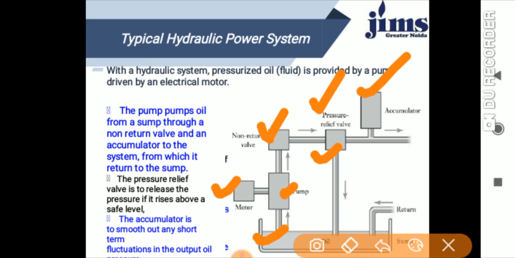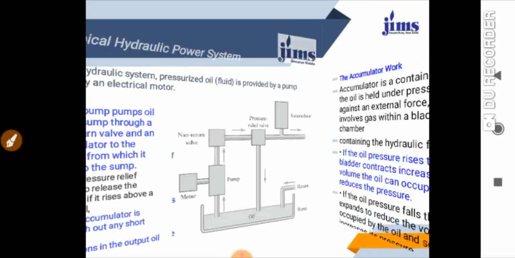The accumulator is to accumulate those energies, those pressures, in order to overcome any shortcomings or fluctuation in the output of the pressure oil. And the rest, after receiving those, comes back to the sump again. Okay, now come to the next.